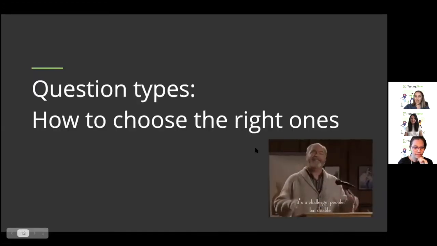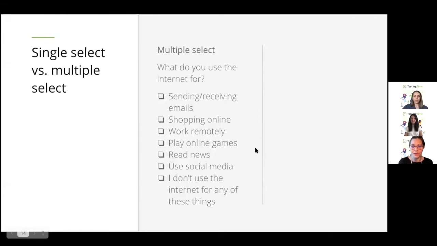And now back to Celine about the question types. Thanks, Ivana. Before I mentioned multiple select and single select questions. These question types are the most frequently used, and it's possible to build any screener with just these two question types. As the name implies, multiple select questions let the user choose more than one answer, and single select lets the user choose only one answer.